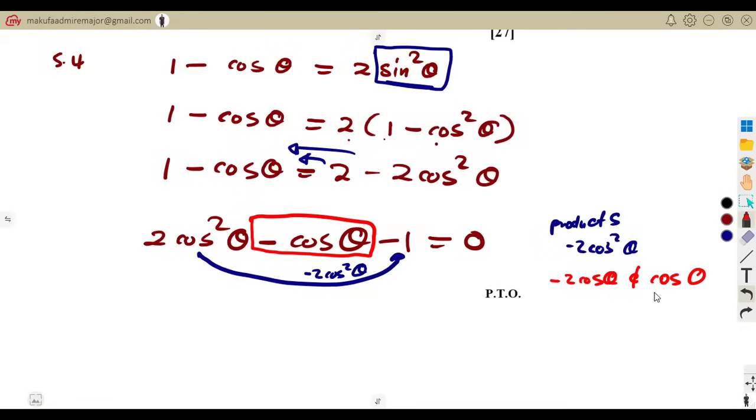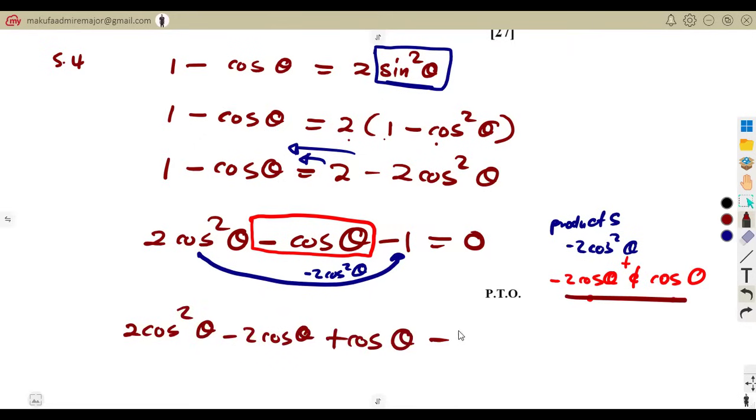If you multiply these two, you're going to get minus 2 cos squared. If you add these two, you're going to get minus cos theta. So these two terms, replace them into the middle term here. So it is going to be 2 cos squared theta, and we replace these two: minus 2 cos theta plus cos theta minus 1 is equal to 0.